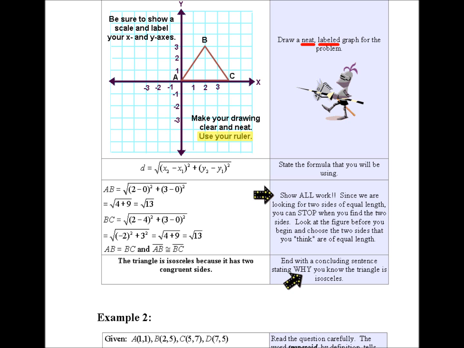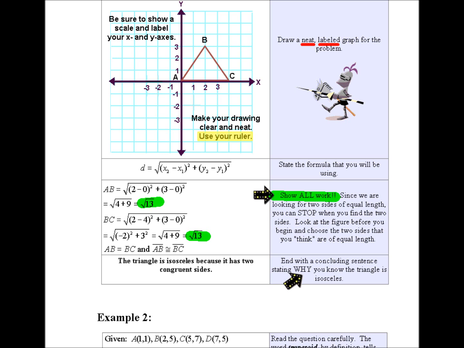So we have a drawing here. It's neat, it's labeled, and we will be using that for the problem. You will use a ruler, no free line drawing here, okay, or a straight edge, not necessarily a ruler. And state the formula you will be using. That's the distance formula. Show all of your work. These can be very, very careless. So the more work that you show, the more partial credit you will get. We're looking for two sides of equal length. So when you find two sides that have the same length, you're good.